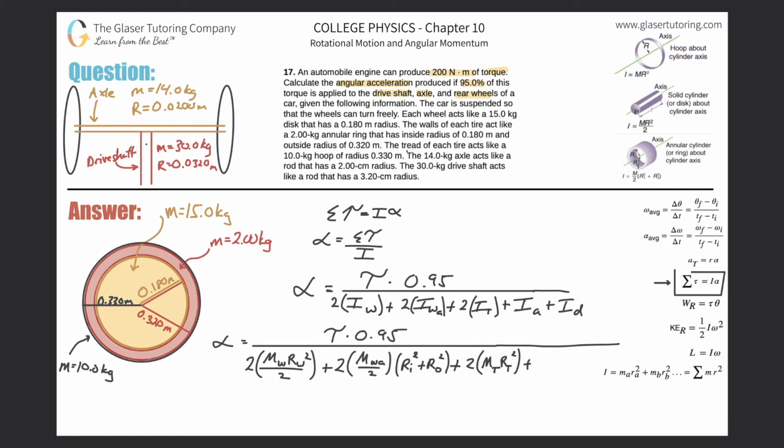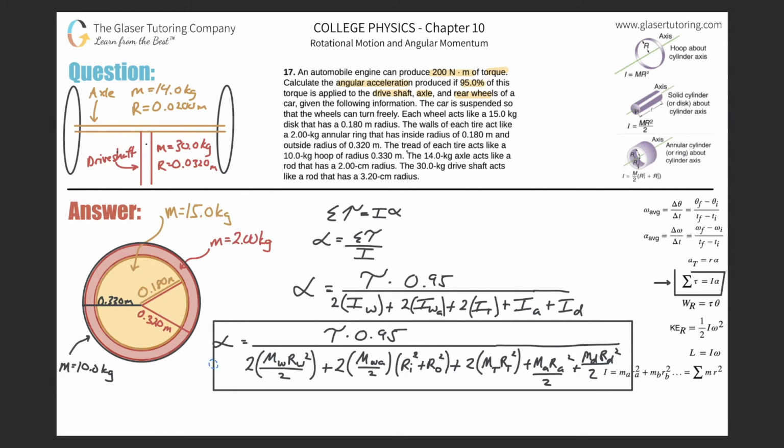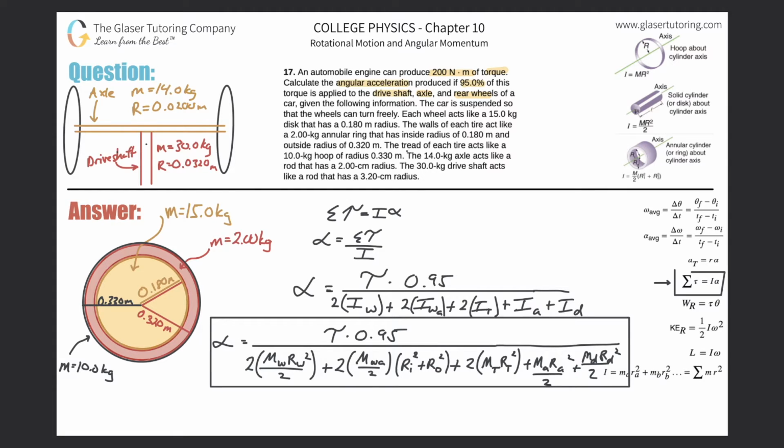So this is going to be the mass of the axle multiplied by the radius of that axle squared, all over 2. Last but not least, the drive shaft, which is the same thing. It's a rod rotating about a center axis, so it's going to be the mass of the drive shaft multiplied by the radius of the drive shaft squared, all divided by 2. So here is our formula. It's a beautiful thing. Now we get to plug in the values.